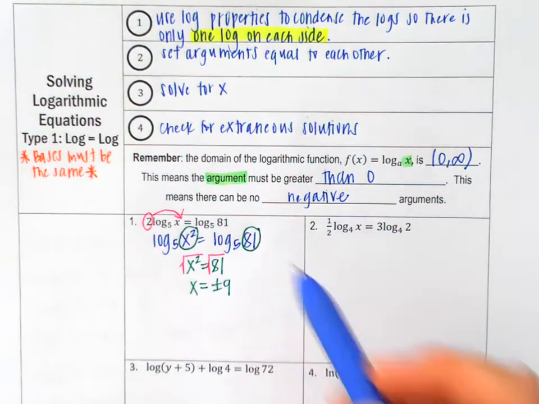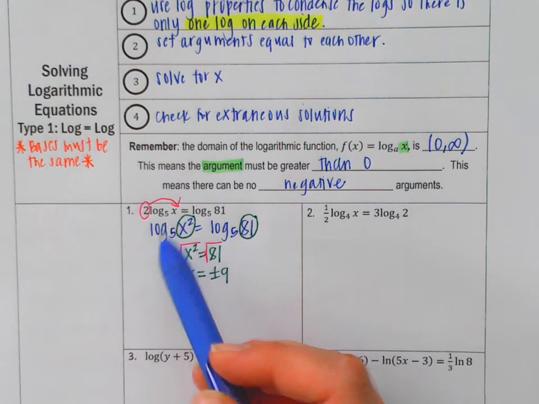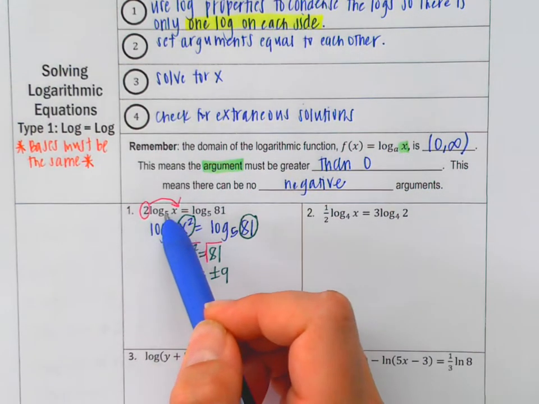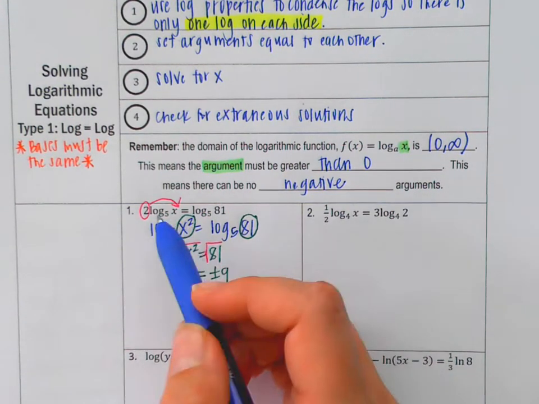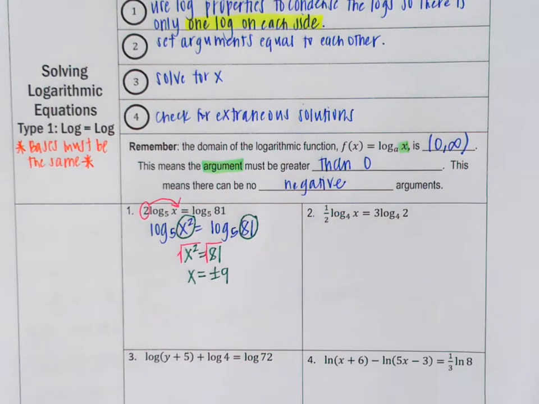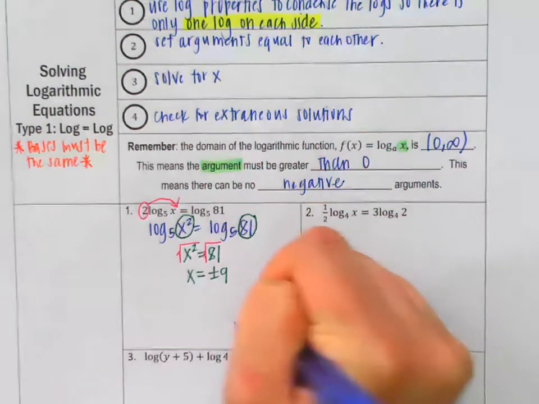So what that means is I need to take both my solutions and plug it back in for x. Now 9, log base 5 of 9, great. That works. It gives me a positive argument. But log base 5 of negative 9 doesn't work. And so that one is an extraneous solution. My only solution here then is x equals 9.